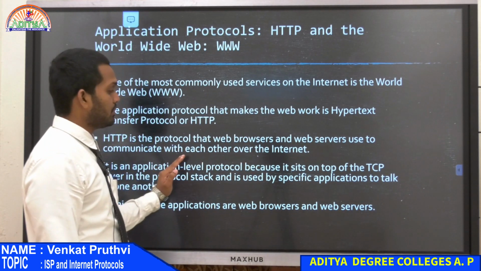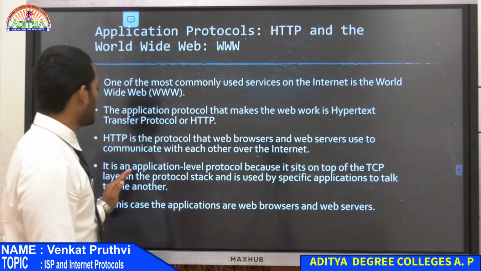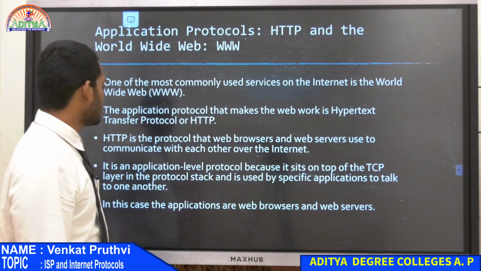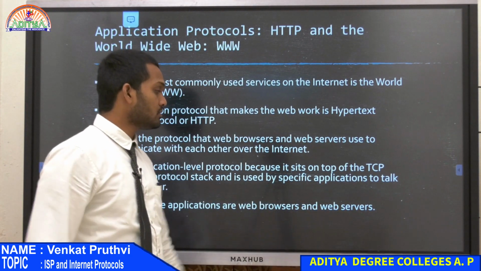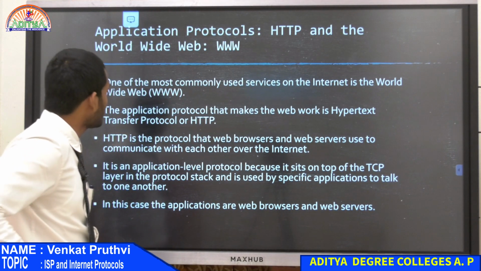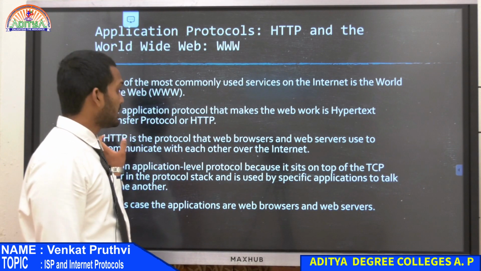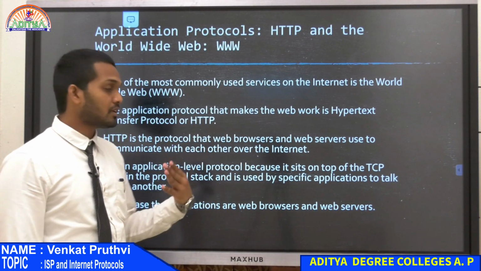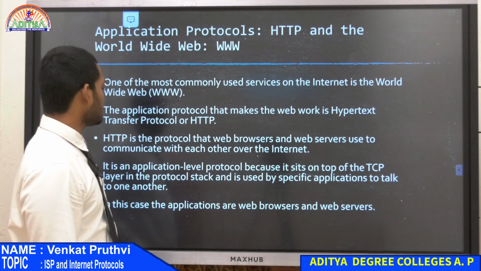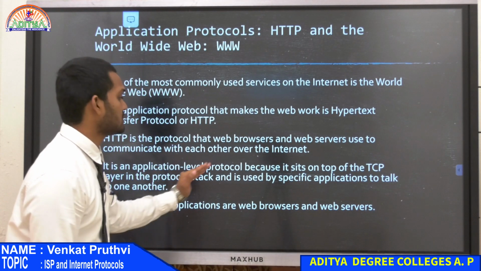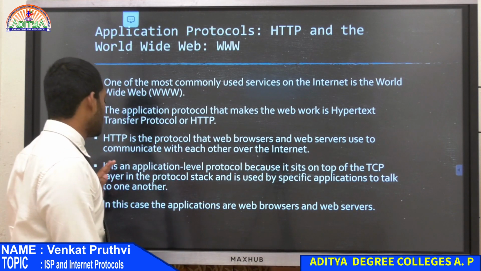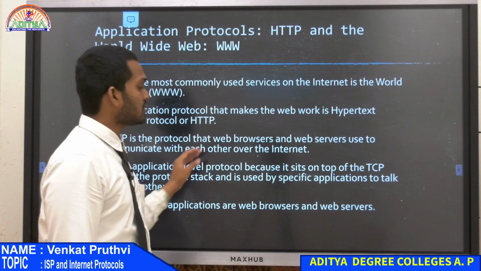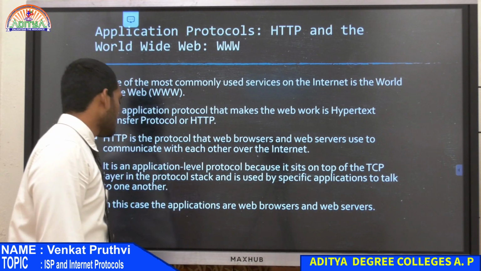It is an application level protocol because it sits on top of the TCP layer in the protocol stack and is used by specific applications to talk to one another. In this case, the applications are web browsers and web servers. So what is happening here? HTTP, the hypertext transfer protocol, is above the TCP layer, in the application layer. It just sits on top of the TCP layer in the protocol stack, and is used by specific applications to talk to one another.